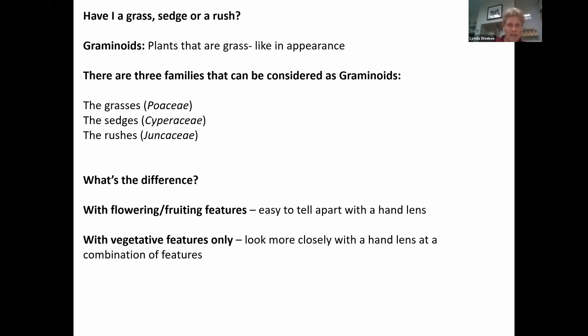But what is the difference between the three? If you have flowering and fruiting features, it's really easy to tell apart with a hand lens, and you can be diagnostic and absolutely positively sure that you've got a grass, a sedge or a rush by looking at their flowering parts, or later in the season looking at their fruiting parts like their seeds. But if they're not flowering and you've only got vegetative features, you need to have a close look at a few things in combination. And I'll just explain that. I have a table in the next slide. Well, actually the slide after that.